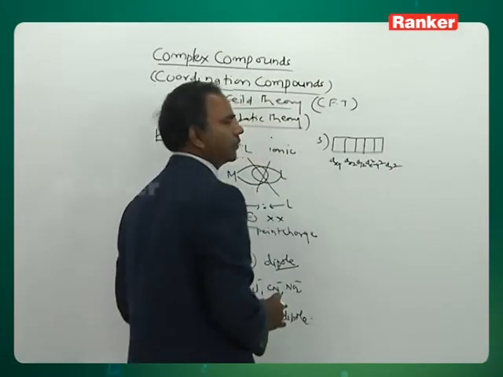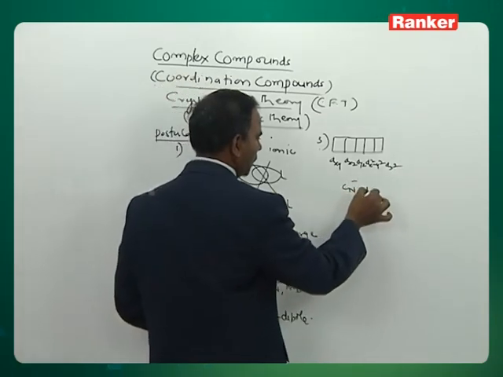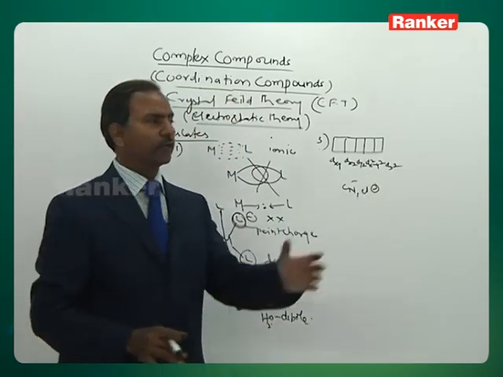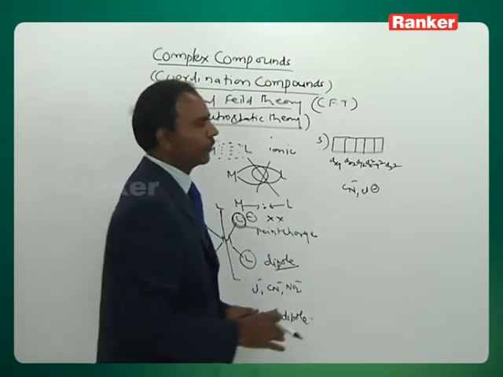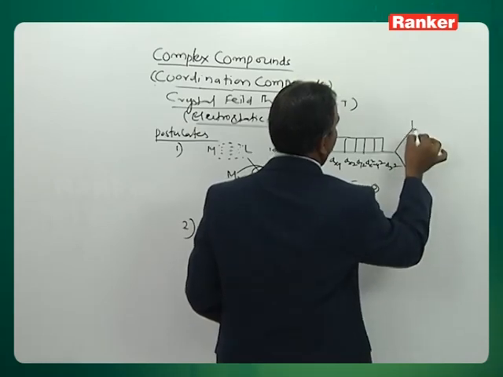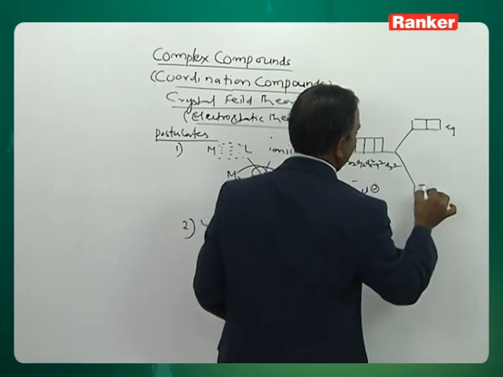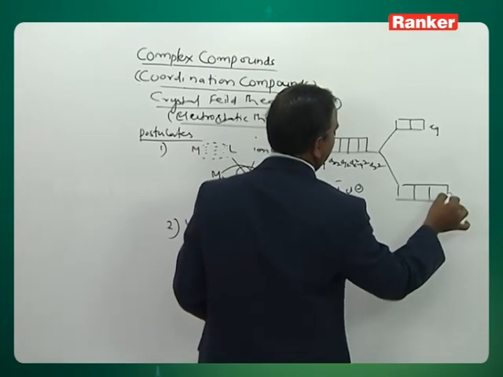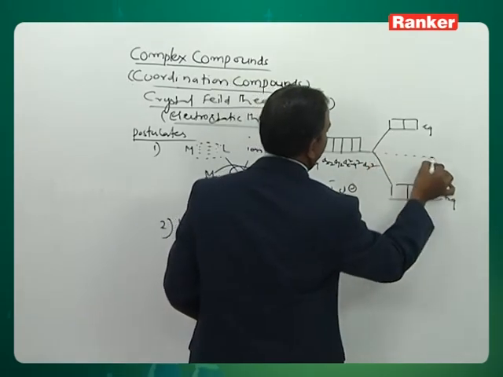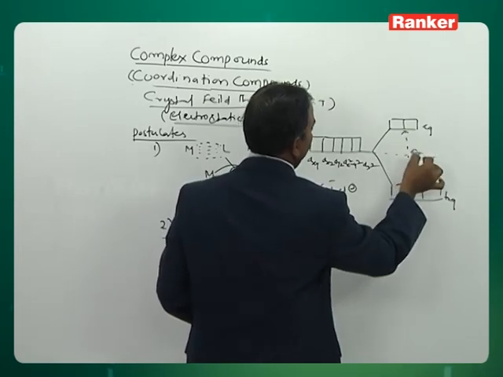These 5 d orbitals, under the influence of a ligand, maybe a cyano ligand or chloro ligand, any ligand, under the influence of the different field strengths of the ligand, split into different energy levels. The higher energy level is the eg set of orbitals, and the lower energy level is the t2g set of orbitals. The energy difference between these two sets is delta O.